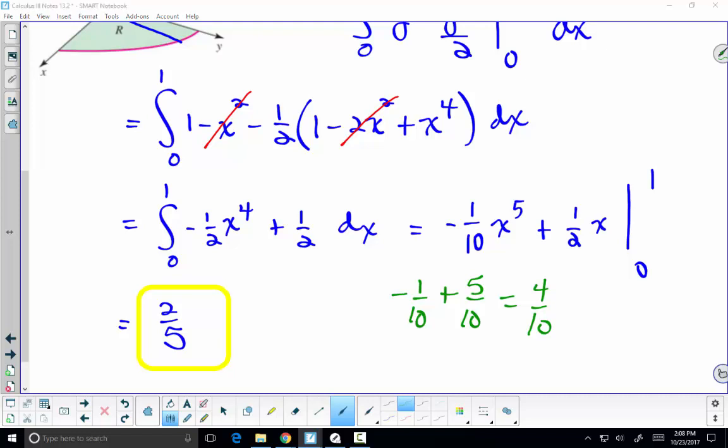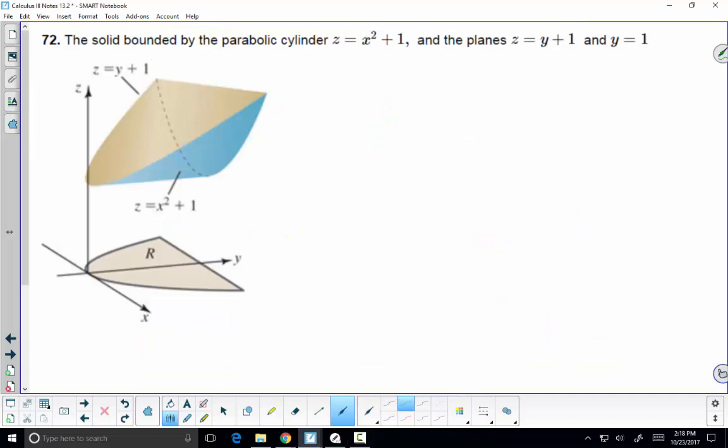So we have a solid bounded by the parabolic cylinder and the planes, tilted plane z equals y plus 1 and plane y equals 1. So y equals 1 is the right hand cap over here, and then z equals y plus 1 is this tilted plane. Now again they've told us let's use vertical surfaces because they gave us the domain in the xy plane. So that tells us that we have vertical surfaces to use.